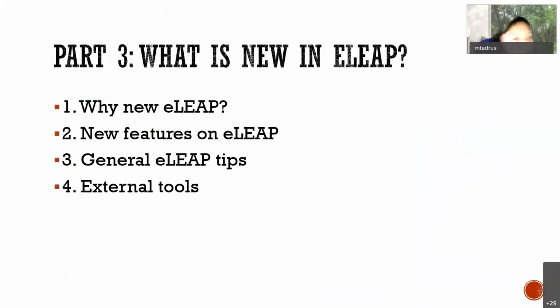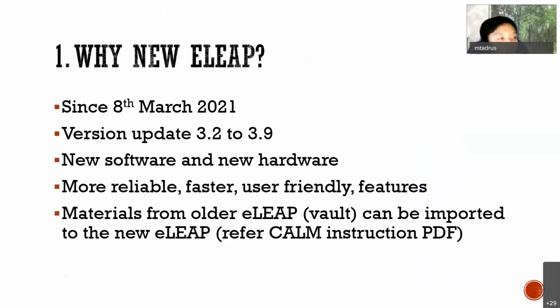This is the last part of what I want to share today. So what is new in Ellip? I think Dr. Rokiah has explained a few on this. I'm just going to add a few more points. So why new Ellip? Since the 8th of March, we have the version update from 3.2 to 3.9. We have new software and new hardware, a new server that is being used. So it's more reliable, faster, user-friendly, and we have more features.